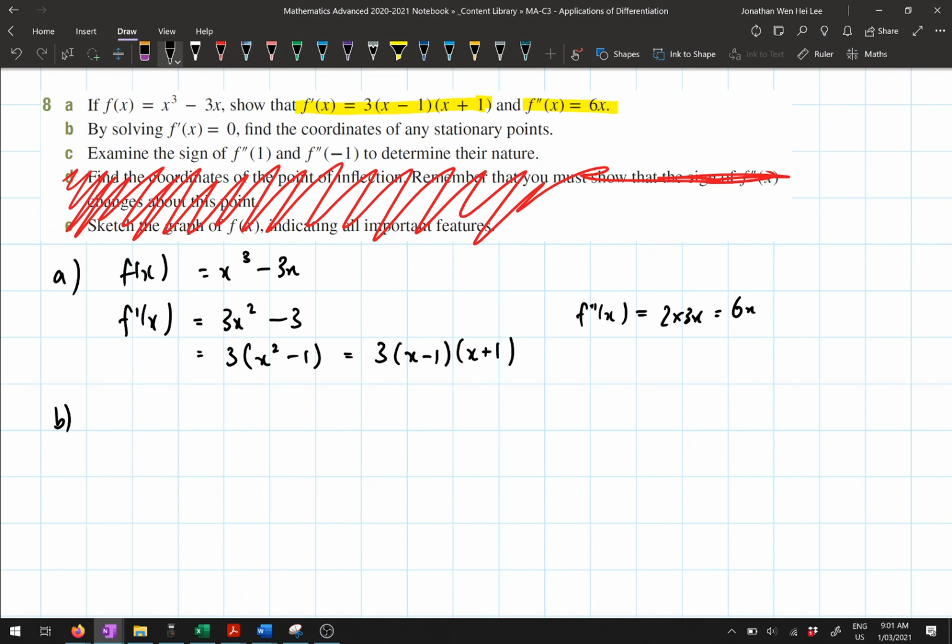Okay, B. By solving f dash x is equal to 0, okay. When you have f dash x is equal to 0, what does that mean for our graph? We have a stationary point. That's our point where the gradient is equal to 0. That's what the first derivative tells us. So let's solve f dash x is equal to 0. F dash x is equal to 0 means that, and we factorize it for a reason. 1 and negative 1. Irvin, how did you get 1 and negative 1?